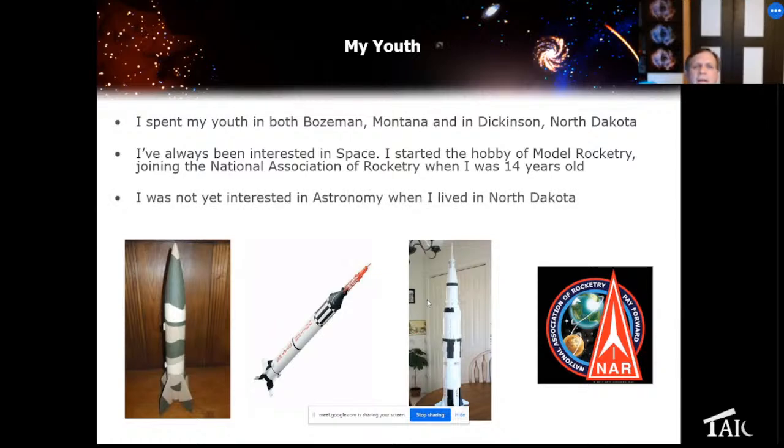And back then, I was not interested in astronomy when I lived in North Dakota, probably because I probably couldn't afford it. But it was really unfortunate because I lived only 30 miles from one of the darkest skies in the country, in the Badlands of North Dakota. And back then, probably in the 70s, the Bortle probably was a one.